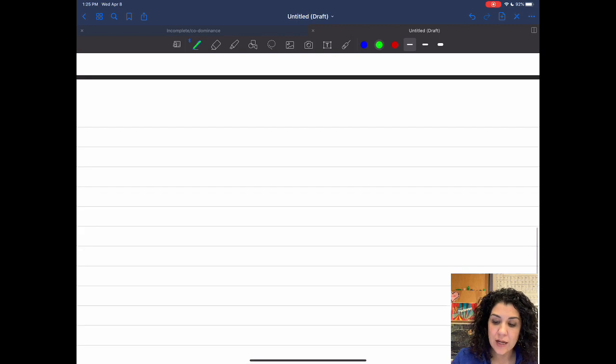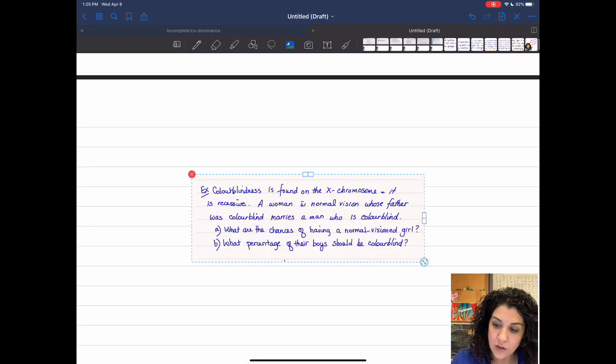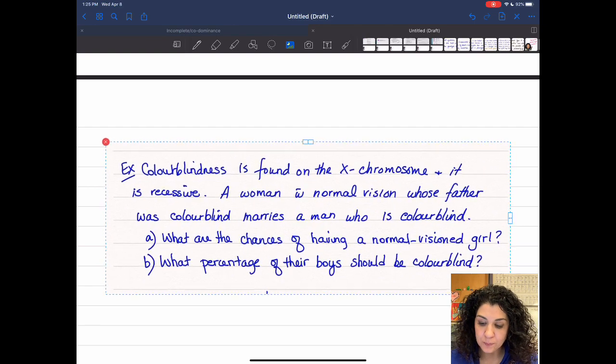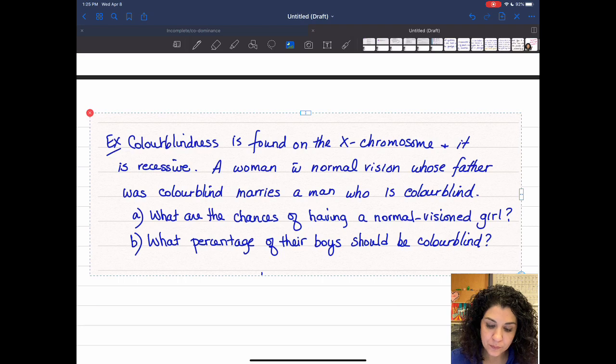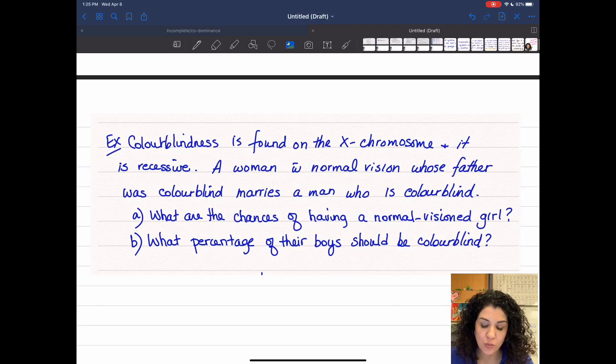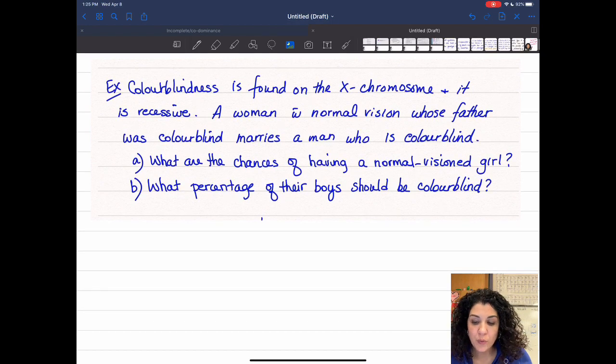So let's look at another problem. I'm gonna give you a question right now just to see if we can do it together. So we have color blindness. Color blindness is found on the X chromosome, and it is recessive. A woman with normal vision whose father was colorblind marries a man who's colorblind. And it wants two parts to this question. What are the chances of having a normal vision girl? And then what percentage of their boys should be colorblind?